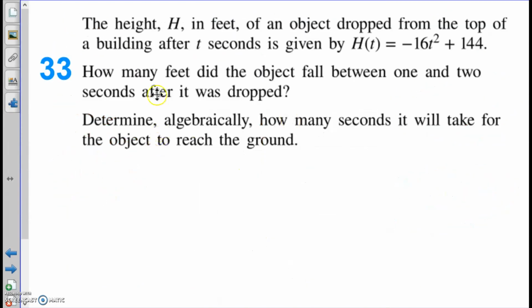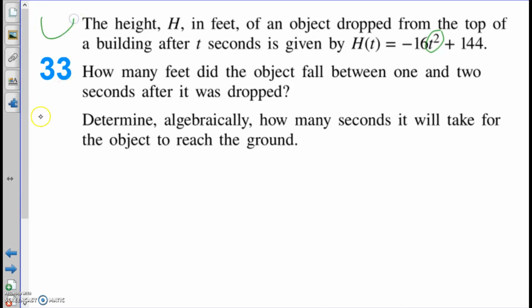There it is. The height h in feet of an object dropped from the top of a building after t seconds is given by this. Now, you need to be able to recognize equations and tell if it's linear, quadratic, absolute value, exponential, square root, that type of stuff. And as soon as you see an exponent of 2, that means quadratic. So we're looking at a parabola.